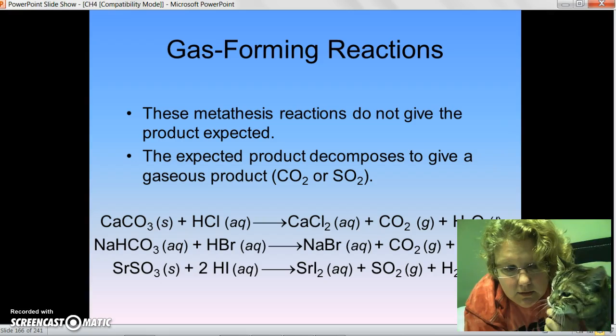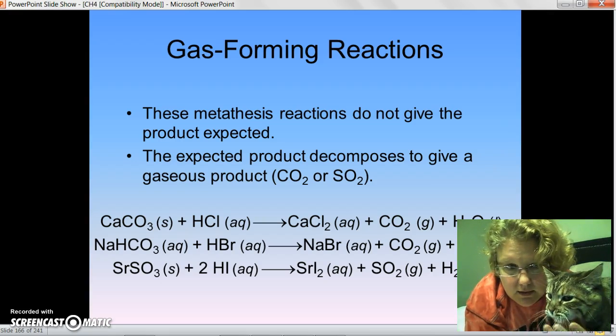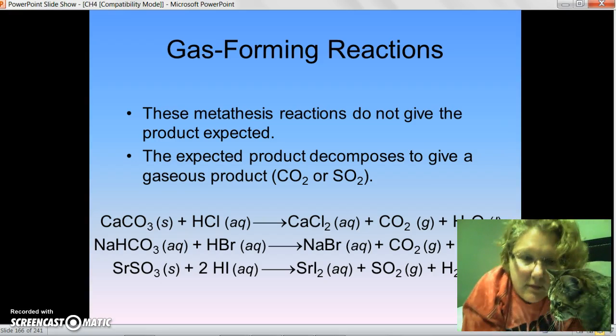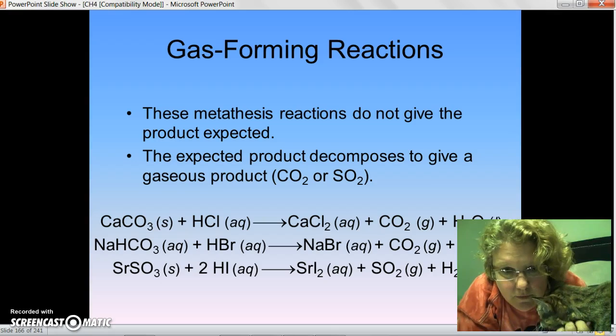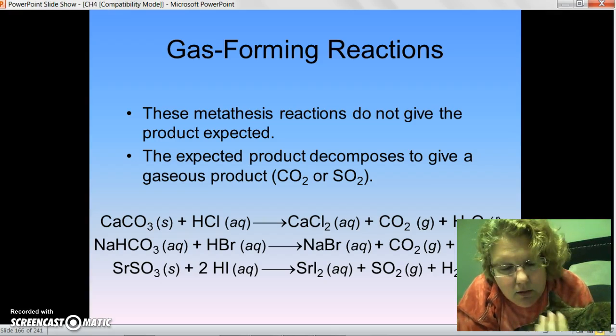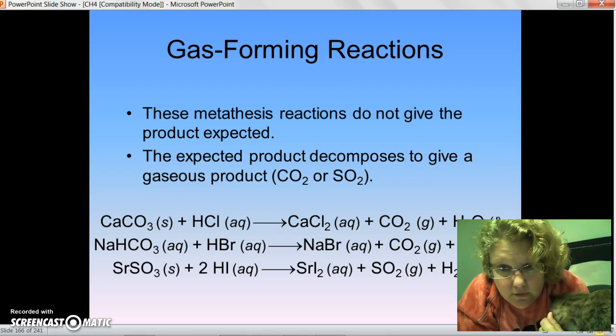Another one is strontium sulfite. That is where we'll get the stinky sulfur dioxide gas. If you mix strontium sulfite with hydroiodic acid, which is a strong acid, you will get a strontium iodide salt, sulfur dioxide gas bubbles, and of course water.